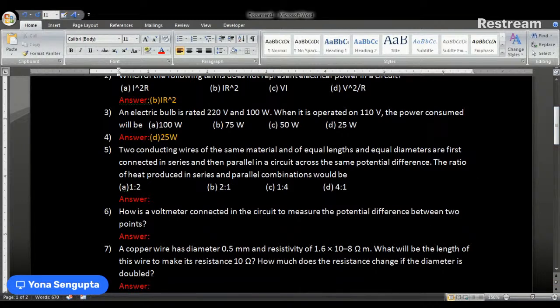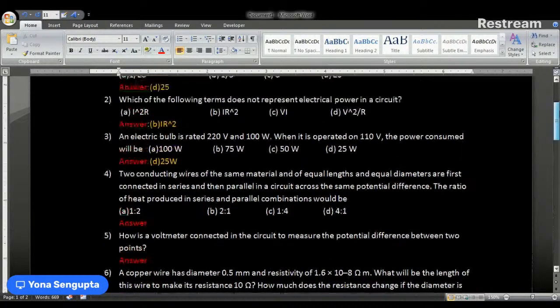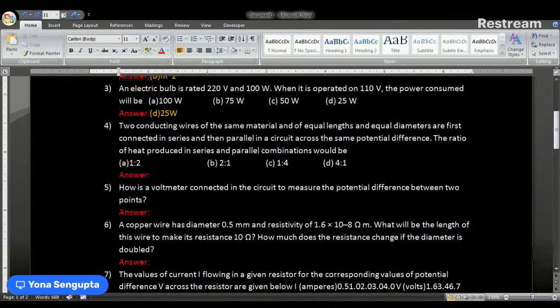So, the answer to this question would be that, let's take the resistance in series and the resistance in parallel.